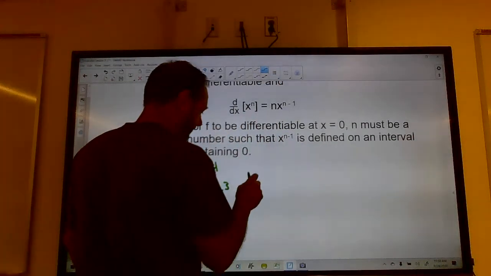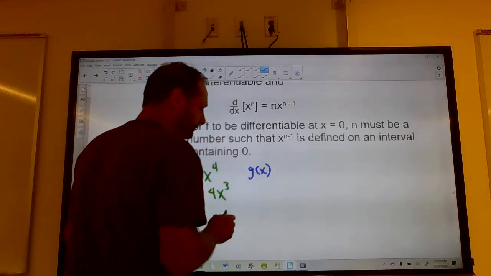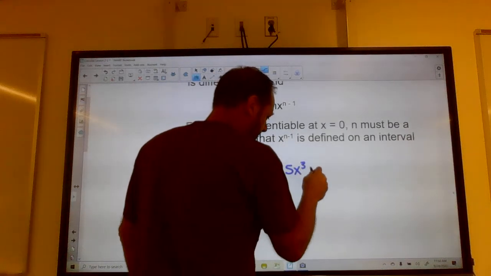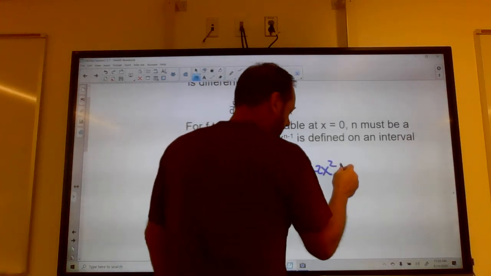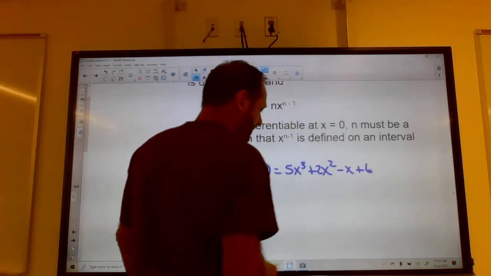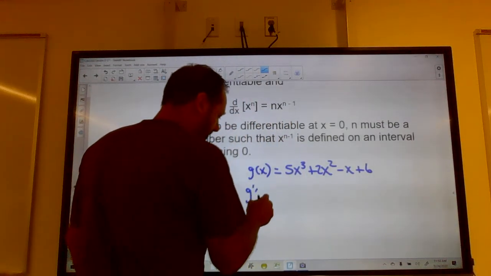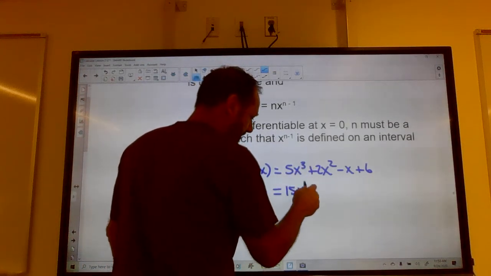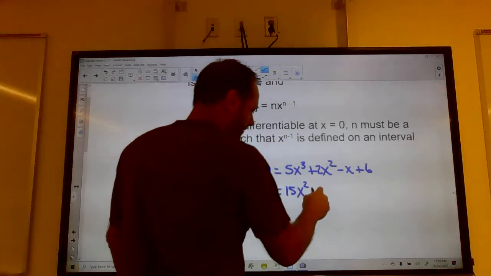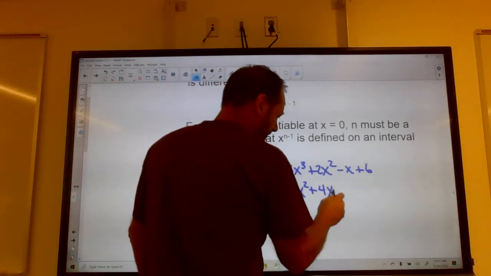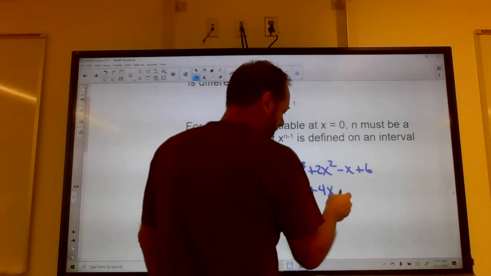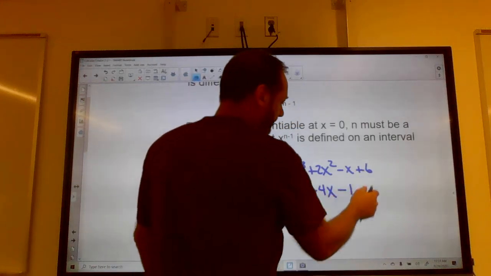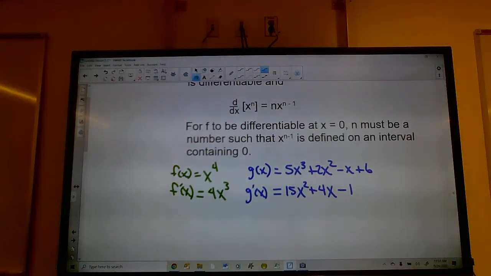So if I had another function, we'll call it g of x, and it was, say, something like 5x to the third plus 2x squared minus x plus 6. Okay, g prime of x, using the power rule, 3 times 5 is 15, x, drop the power 1, plus 2 times 2 is 4, x, drop the power 1, minus 1 times 1 is 1, x to the 0, which is just 1, and then the derivative of that is 0, so there's my derivative.